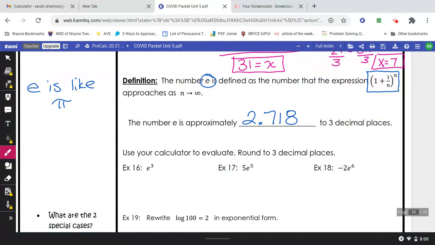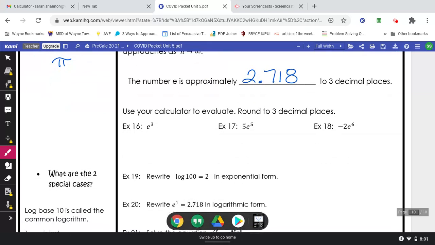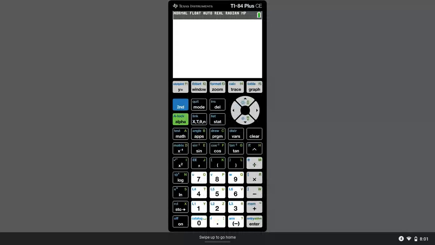So we're going to use our calculator to evaluate, and we're going to round to 3 decimal places. So I'm going to start by plugging in E to the 3rd power. So E, second, LN, you should see an E pop up on your calculator, and then type in your 3. It should look exactly like your problem, and then hit enter. So 20.086. It asks me to round to 3 decimal places, so 0.086 will be perfect.